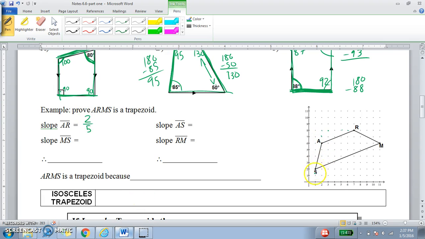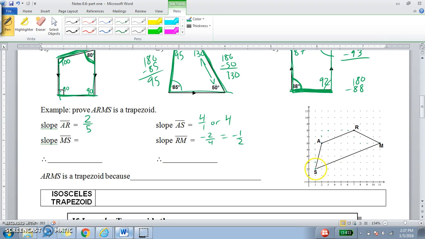AS, or from S to A rather, I'm counting up 1, 2, 3, 4, and over 1. So my slope is going to be 4 over 1, or 4. From R to M, I'm counting down 1, 2, and over 1, 2, 3, 4. So since I counted down, that's negative 2 over 4, which reduces to negative 1/2.